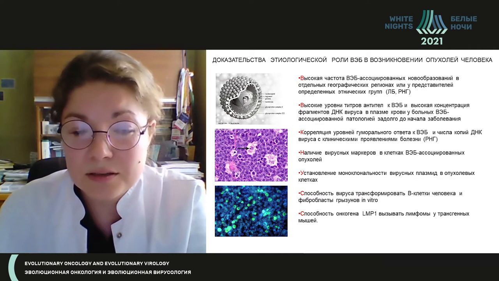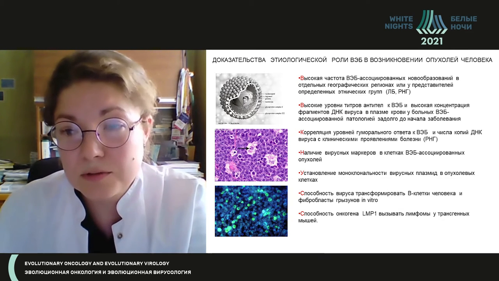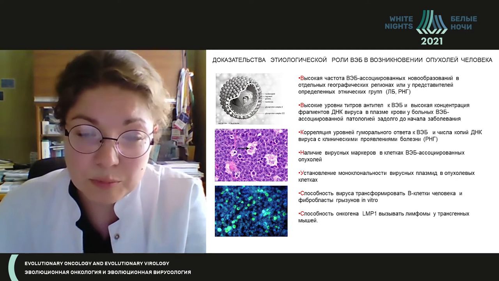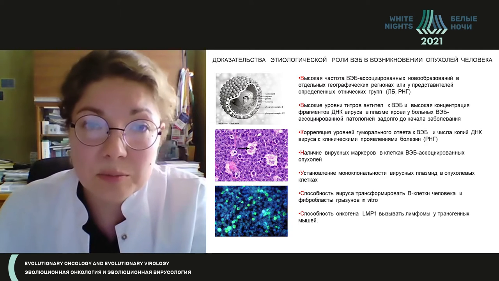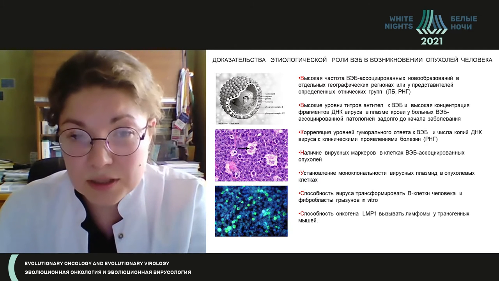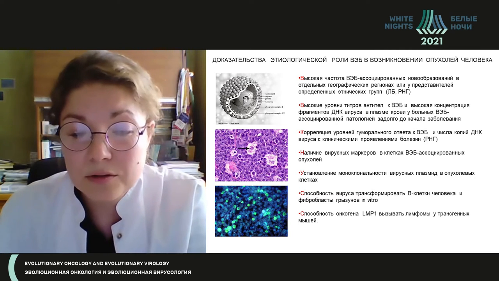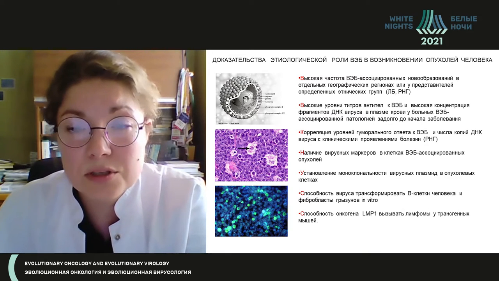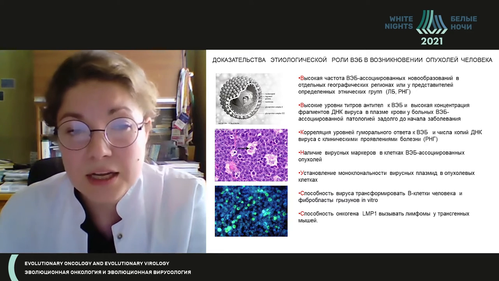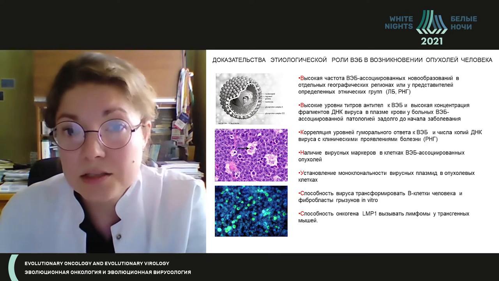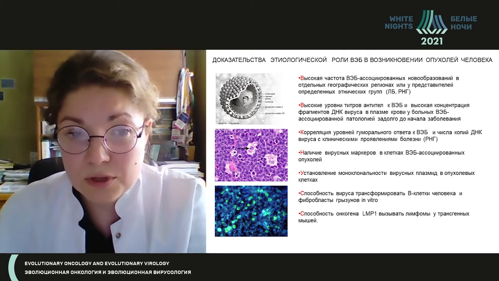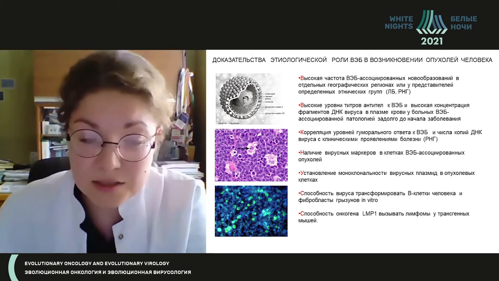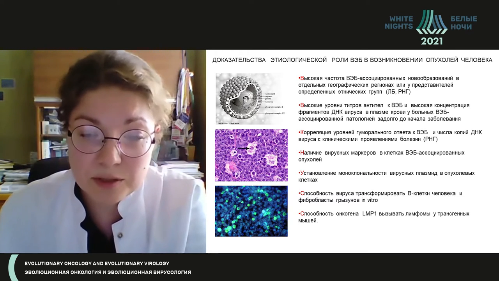And once this EBV virus was discovered, we started to understand that it is able to participate in cell transformation and thus in the development of tumor processes in the body. From that day on, we have accumulated quite clear proofs of the etiological role of EBV. They are mainly shown here, and the main of them are related to the high frequency of EBV-associated diseases in the so-called endemic regions, and also high antibody titers to the virus, and thus high concentration of viral DNA in a patient's body.